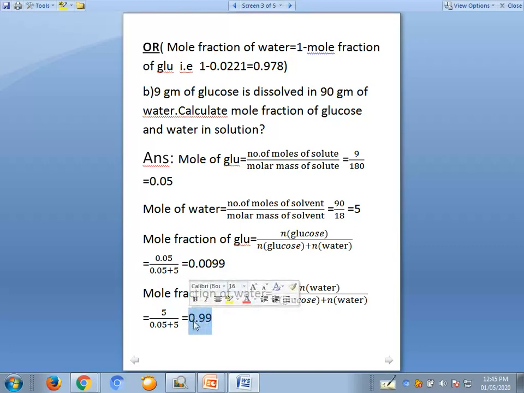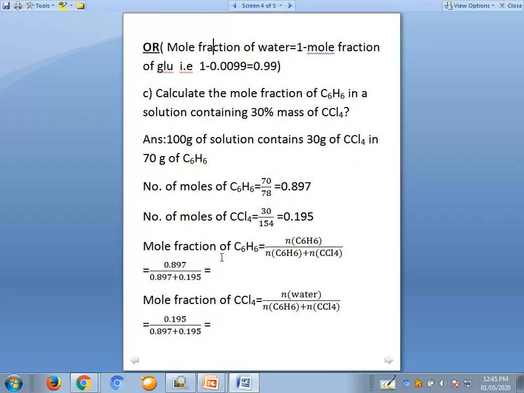Right. So either you can solve like this, but to save time, you can use this formula. That is, mole fraction of any one substance is equal to 1 minus the mole fraction of the other substance. Right. We'll go for the last problem related to mole fraction.